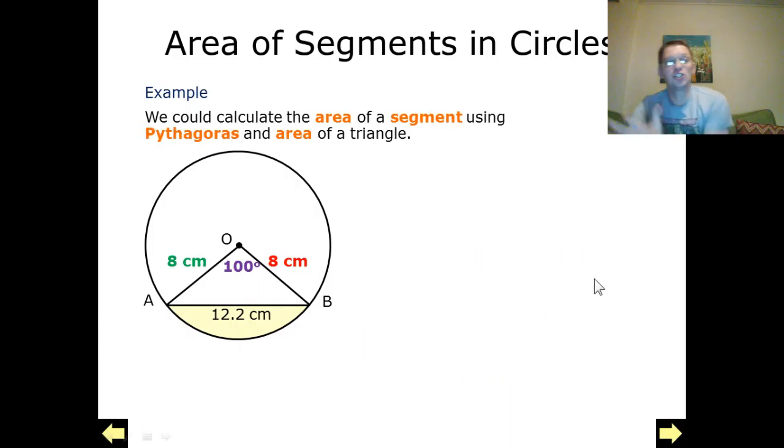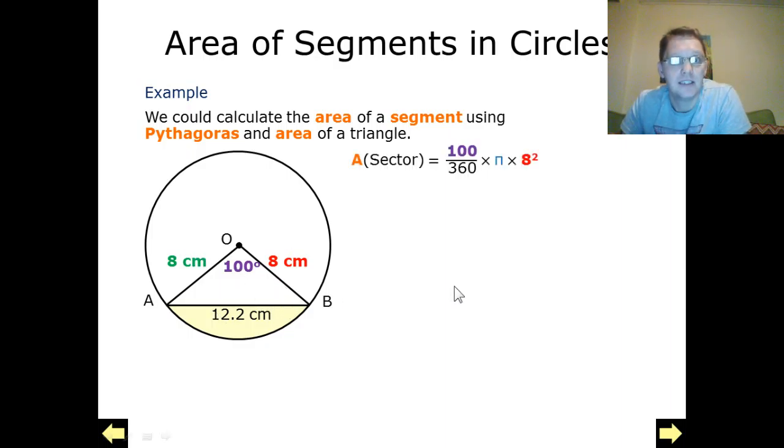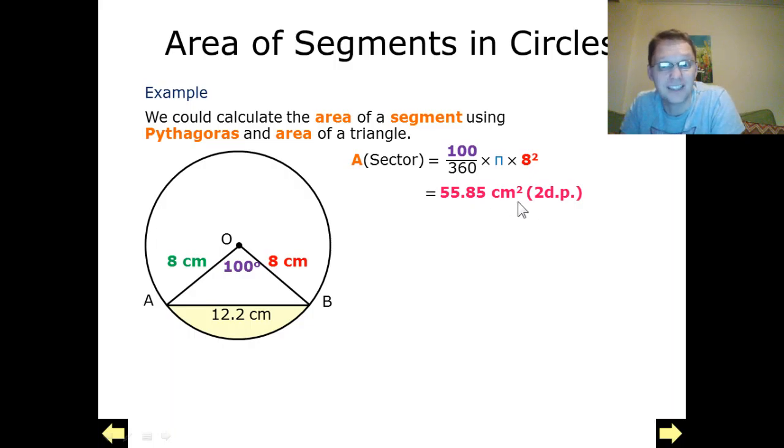Now, I've just shown it using trigonometry, but you can also use Pythagoras for this. So I've got the exact same problem. To work out the area of the sector, I'm going to do the exact same: 100 divided by 360 times pi times 8 squared. And as we saw before, that's 55.85 centimeters squared to 2 decimal places.